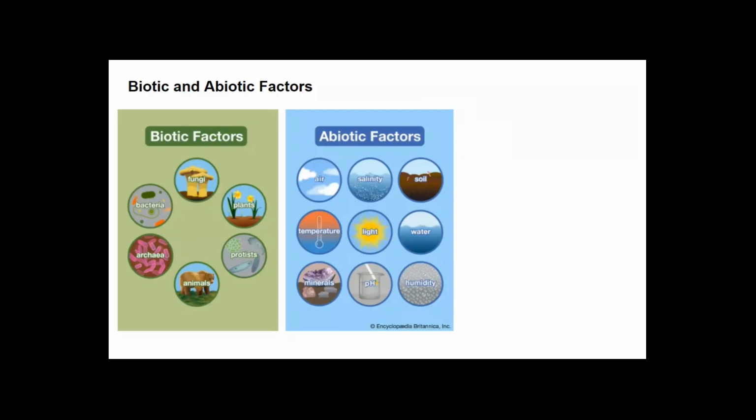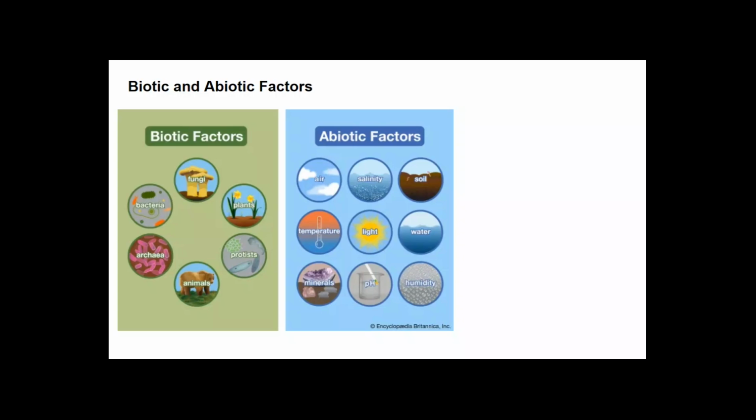Okay, this presentation will look at several aspects of the CAPE syllabus. For example, we're going to look at biotic and abiotic factors. We're going to look at tolerance ranges and fundamental and realized niches. But to begin with, what's the difference between biotic and abiotic factors?